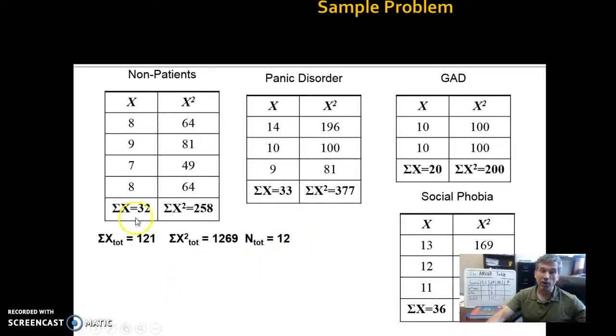By the way, you should check and make sure your sigma x's for each group add up to your sigma x total. Same thing for your sigma x squared. But at this point, we have all the numbers on the screen that we are going to need to calculate all of those sums of squares, the mean square, and the F ratio.